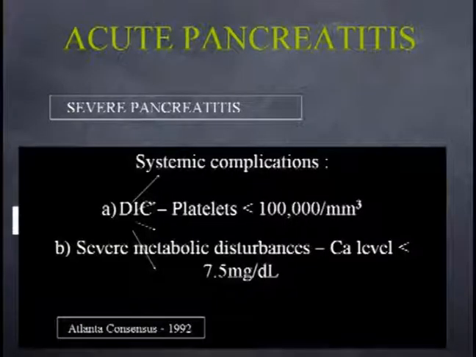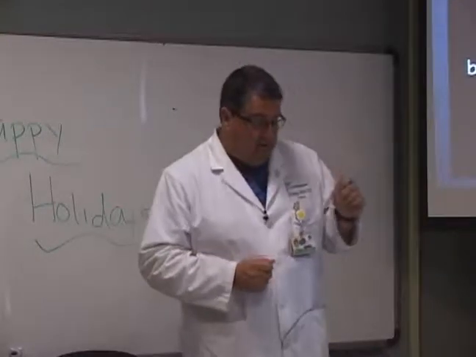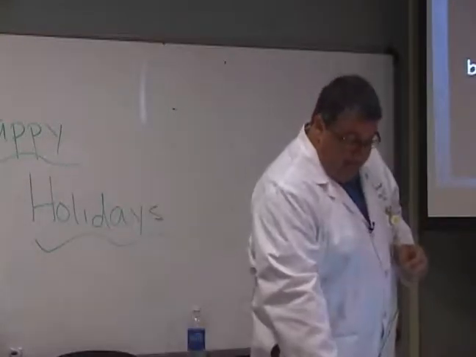And in terms of the systemic complications or systemic consequences of acute pancreatitis, you may see patients that have DIC with platelet count less than 100,000 or severe metabolic disturbances, particularly hypocalcemia or a serum calcium level less than 7.5.